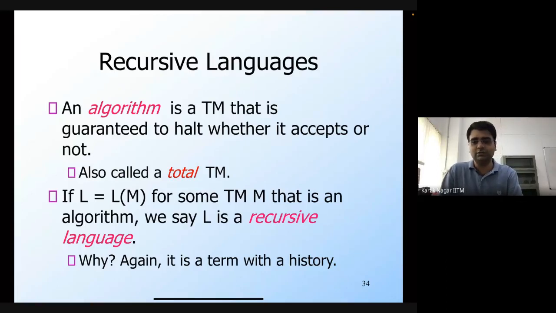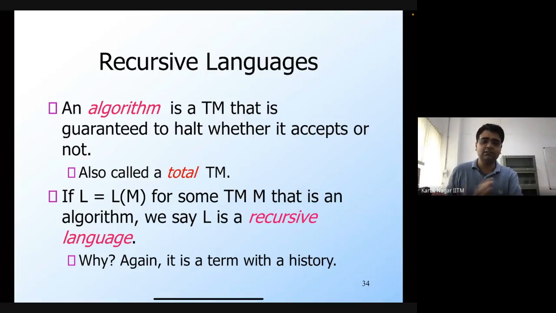So once again, any language that is defined by a Turing machine is called a recursively enumerable language. However, recursive languages are those that are defined only by total Turing machines, or algorithms, which means that if you have a Turing machine which always halts for any input, then it's a total Turing machine, and only the languages defined by these total Turing machines are recursive.